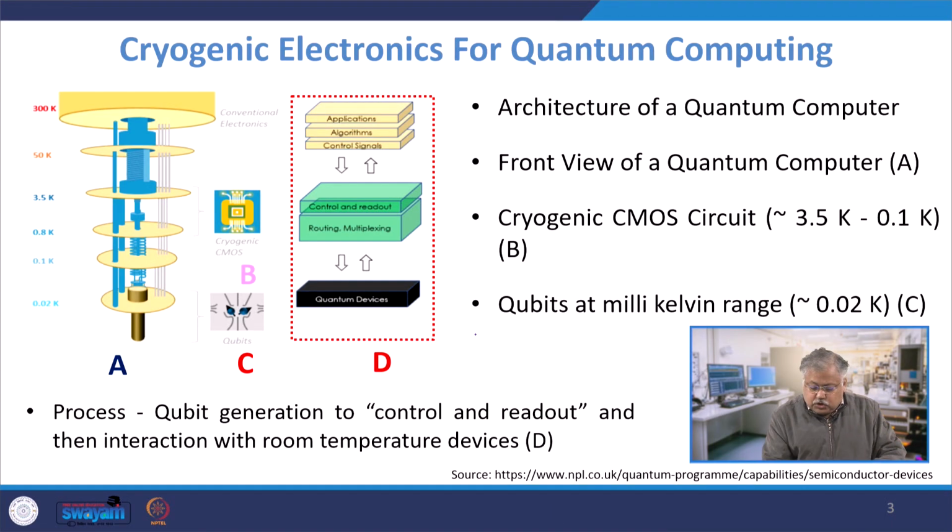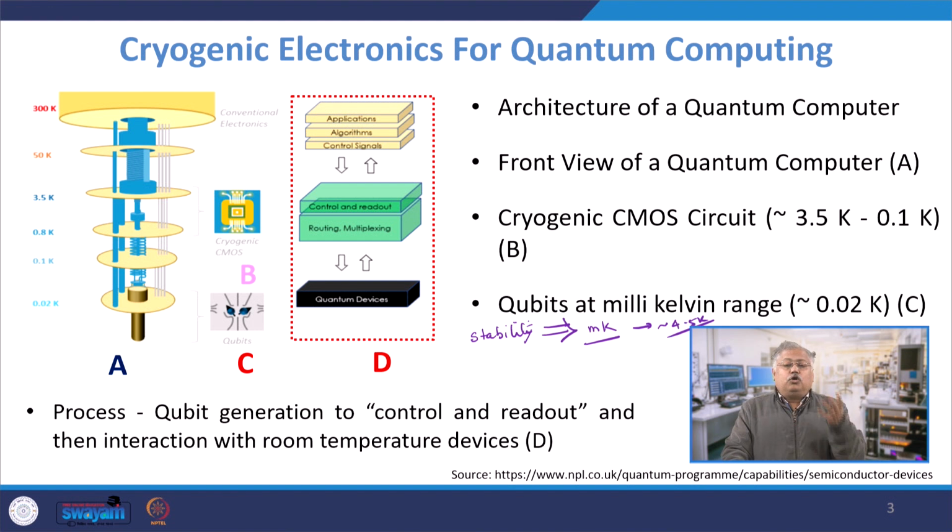And so we are looking into the stability of the qubit, and that's the reason when you look at the stability of the qubit, you actually work in the order of a few millikelvins to about a few kelvins, so around 4 to 5 Kelvin you want to make it. Once you do that, your qubits remain stationary and they remain stable. So that is point number C, which is the basic building block of a quantum computer.